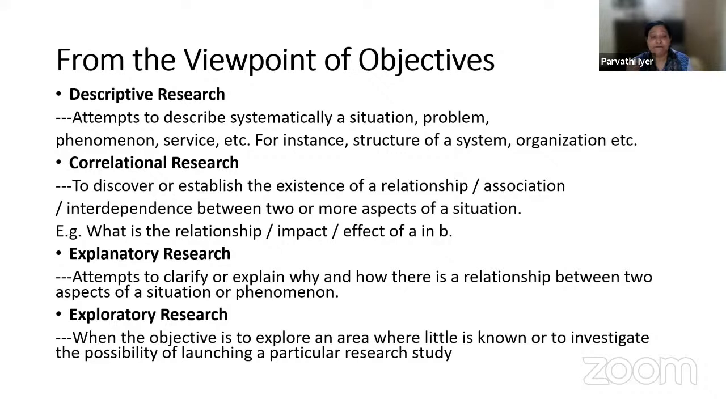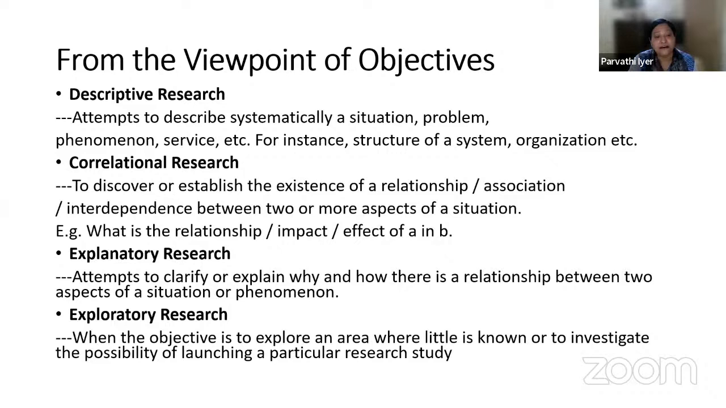The second category here would be correlational research. Here you are trying to establish whether there is a relationship between two variables. The basic question you are asking there is, what is the relationship between A and B? Or what is the impact or effect of A on B? So this kind of research we refer to as correlational research. You are trying to establish a correlation or a connection between variables.